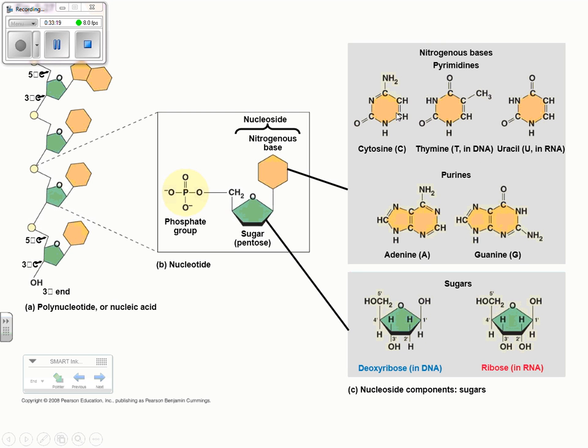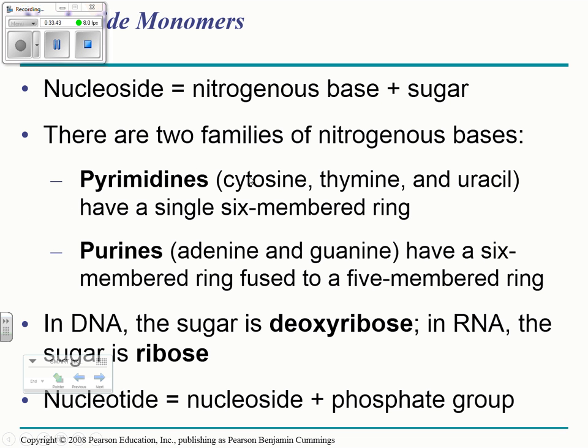Look how similarly these two are shaped, so you can see how one can easily replace the other. Now, A's fit to T's, so all the A's and T's will fit together, and C's and G's will fit together. The pyrimidines are the cytosine, thymine, and uracil. They have a single six-membered ring. The purines are the adenine and guanine.